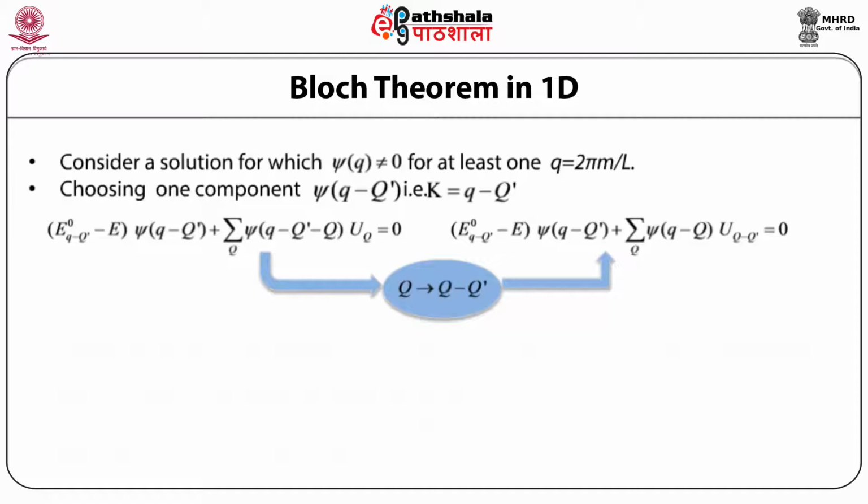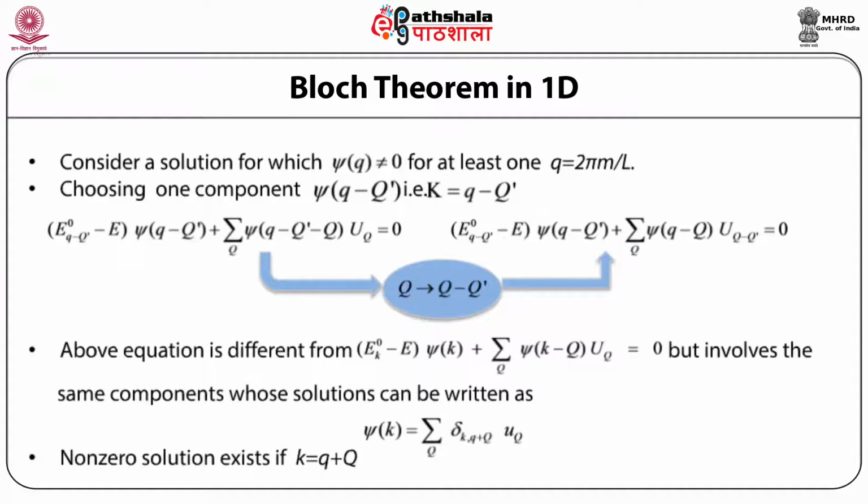So as you can see, this equation is different from the previous Schrödinger equations in Fourier space, but involves the same components which are discrete. This shows that the Schrödinger equation is a collection of algebraic equations for a set of wave function components, and all other components are 0. The various phi k's are connected only if they differ by reciprocal lattice vectors.